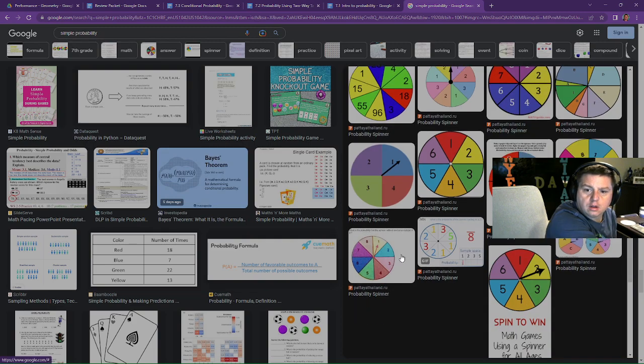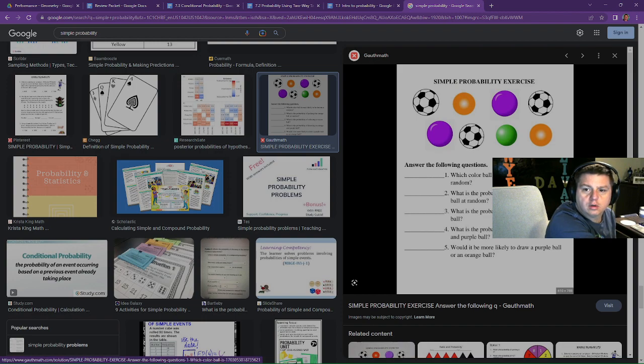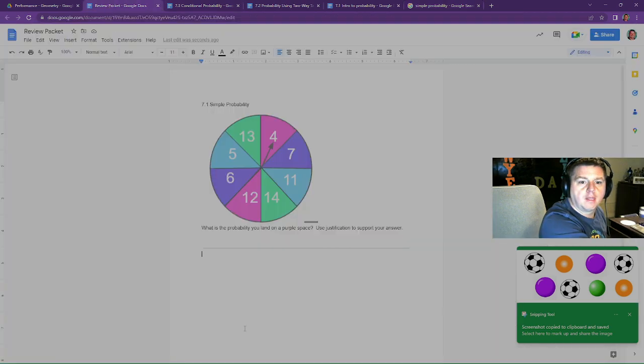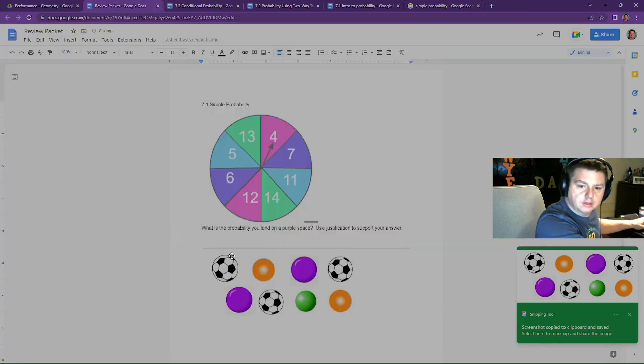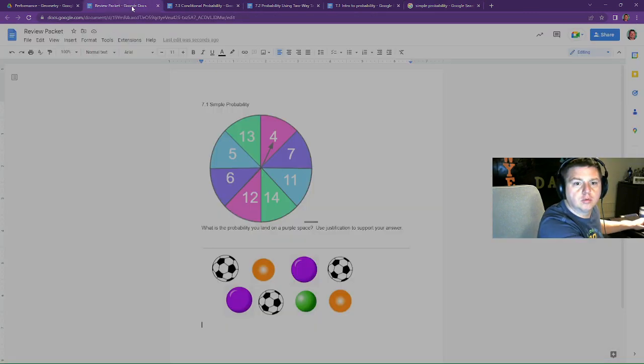Okay, so we did a spinner. Well, that's pretty interesting. I like that. We can steal this picture. And all simple probabilities. Which color balls most likely to be drawn at random?